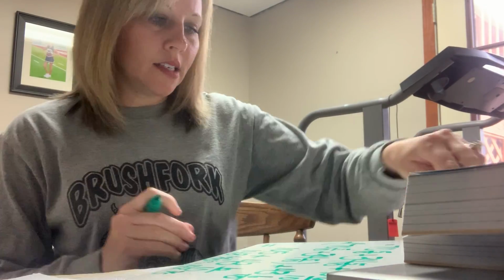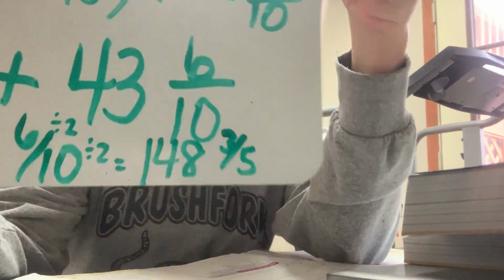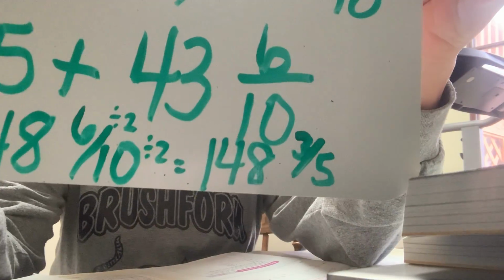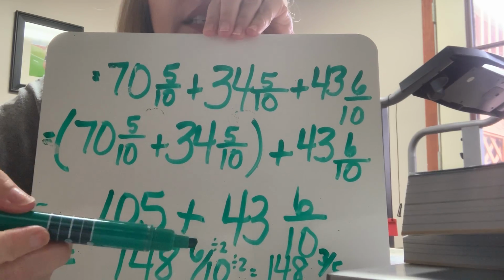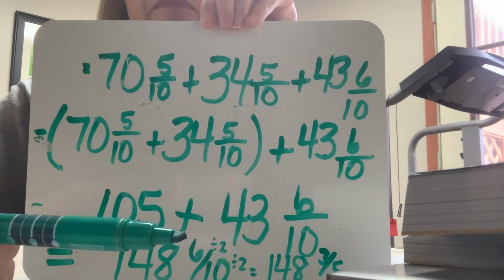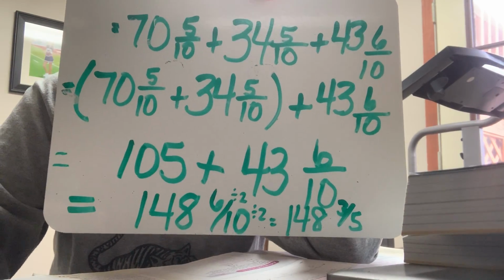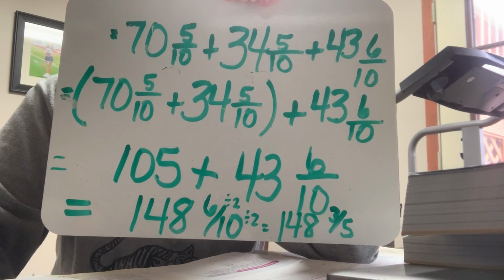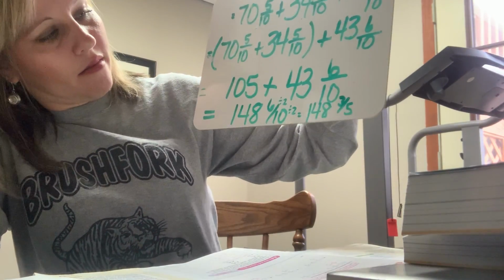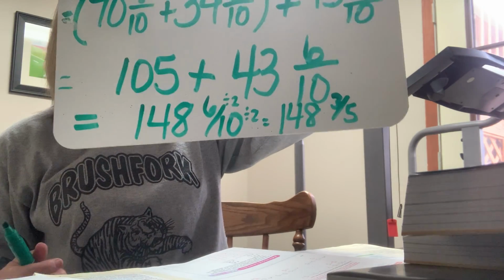I'm sorry, guys. This is piled up on top of each other because this board is so tiny. But can you see how I simplified? I divided by 2. 6 divided by 2 is 3. And 10 divided by 2 is 5. Your final answer to the entire problem is 148 and 3/5. Couldn't read it quite backward because my writing is so small over there.